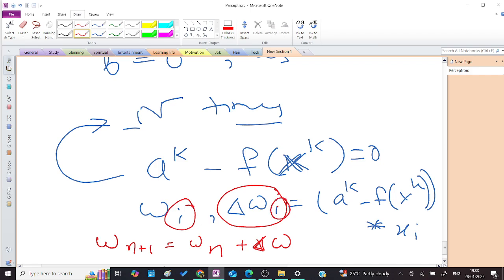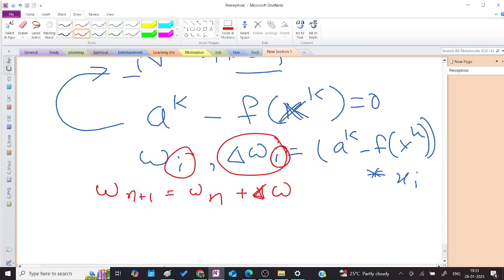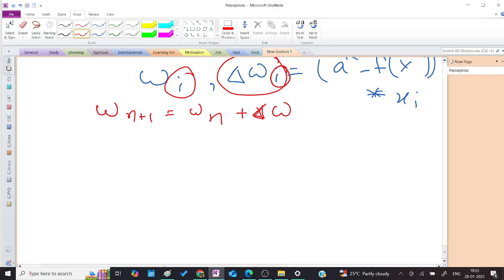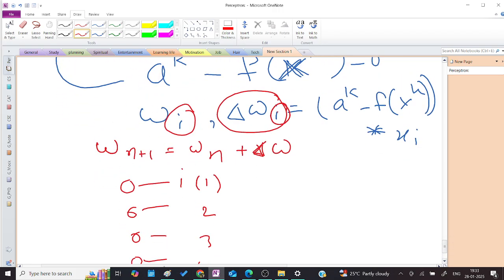What is this i? Small i. These are the respective weights of the pixel. For example, if there are 4 pixels, then this i will be here 1, here 2, here 3, here 4. And what is this? Ak. These are the true values.